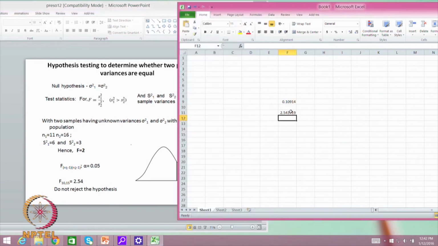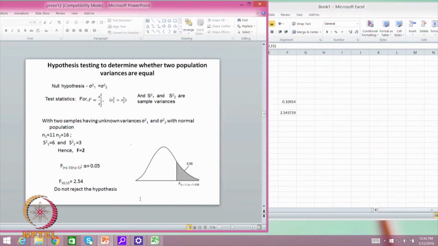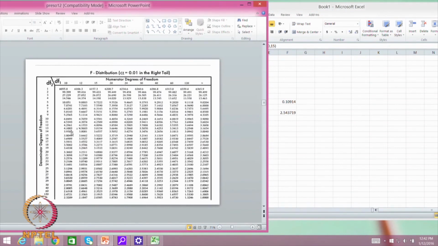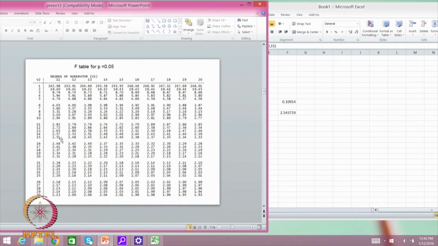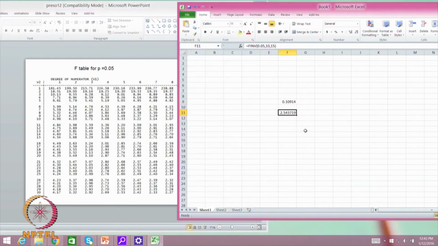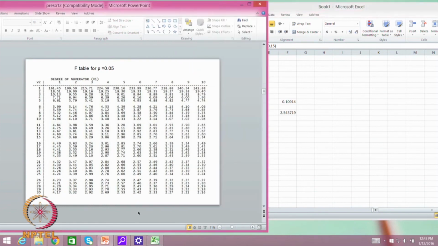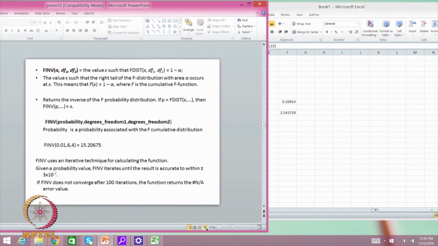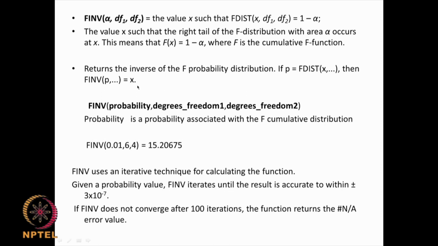So, for p equal to 0.05, or 95%, whatever that table is giving, it will give you 2.54 for 10 and 15. So, I can use the f inv function to calculate the value exactly, just like the table.